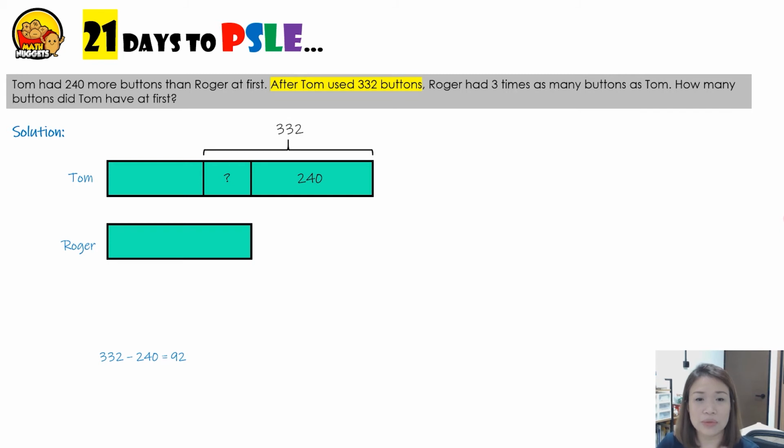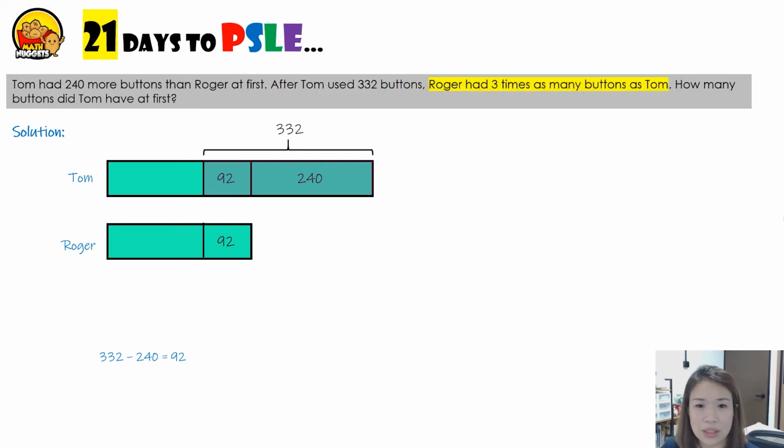So we're going to take 332 minus 240 and we get 92. So that little part there marked by the question mark is 92. So this whole chunk of 332 is what Tom used. And after that, let me extend the line down first. Okay, and indicate 92 for Roger as well. So that part is 92.